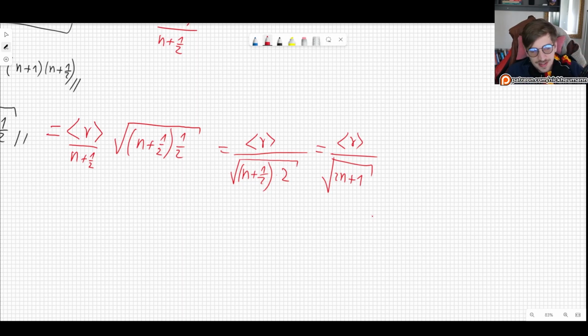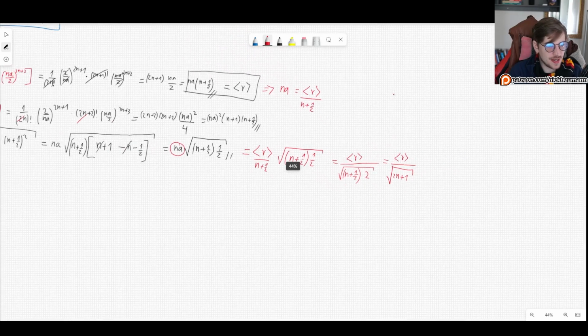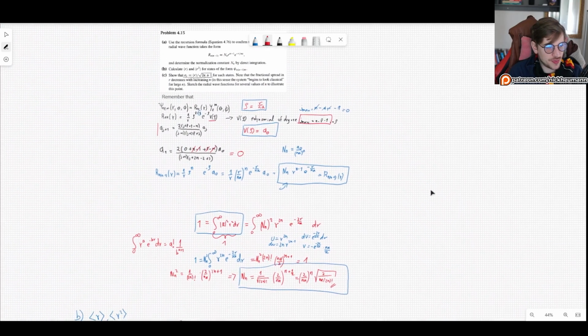Now, let's think about it, because this is quite interesting. As our n gets higher and higher, as we go into the higher bound states, our spread is going to be smaller and smaller. The uncertainty is going to be smaller and smaller because n is increasing. The bigger n is, the smaller the uncertainty is. We can think about this by just graphing a few wave functions.